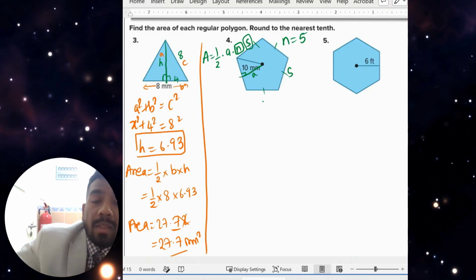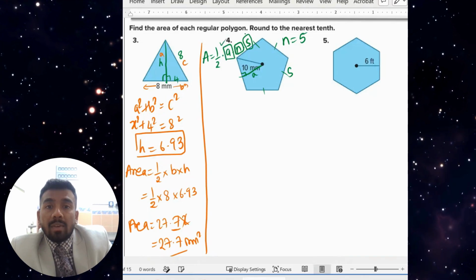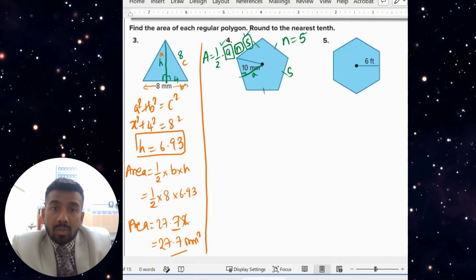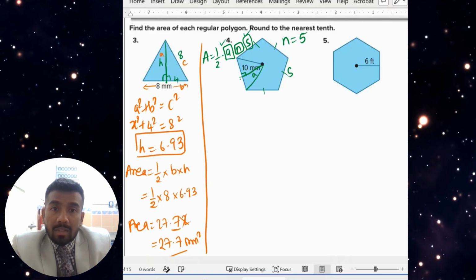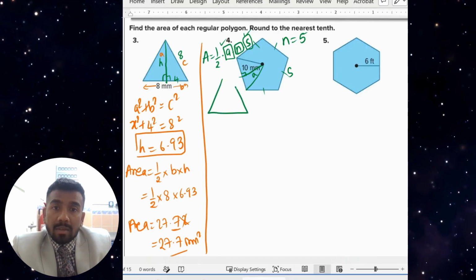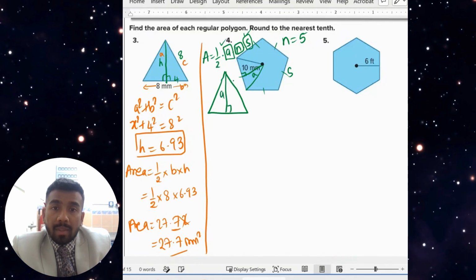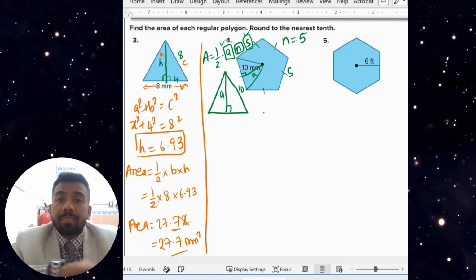Okay. Now how will you find this? So we need to find two things. We need to find A and we need to find S. So let's take this triangle out. Once you take the triangle out, it will look like this. Okay, see, like this. That's your A. This is given as 10.